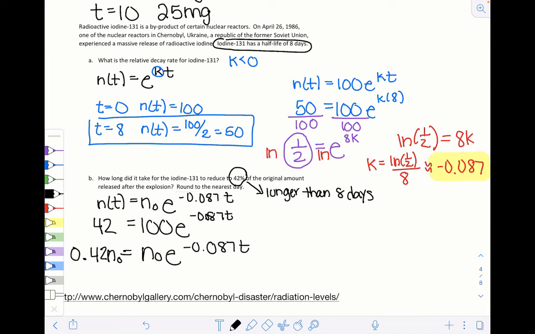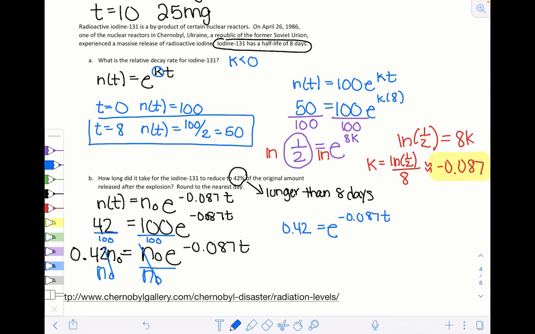The reason it doesn't matter which way we would go in a problem like this is if I look at the first one with the 100, if I divide both sides by 100, that leaves 42 divided by 100, which is 0.42 equals e to the negative 0.087 t. If I look at it in that other version I have, I could divide both sides by n sub 0, and that cancels out, leaving on the left just a 0.42, which is the equation that I have. So as long as we're ending up at that place, then we're good to go.